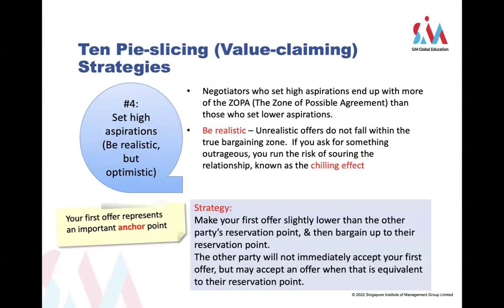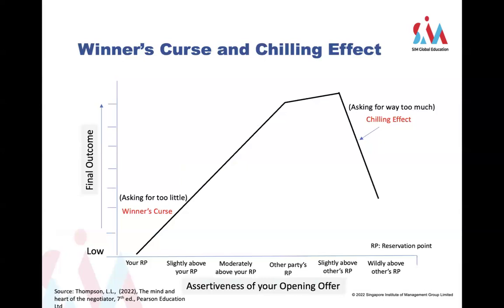Number 4, set high aspiration. Have a high target for yourself, but at the same time be realistic that it is within the bargaining range. No point setting a target that is so high that nobody is interested to close the deal with you. Be realistic, because unrealistic offers are outside the true bargaining zone. And if you ask for something outrageous, you run the risk of souring the relationship between both parties. This is what we call the chilling effect. This brings us to this particular diagram.